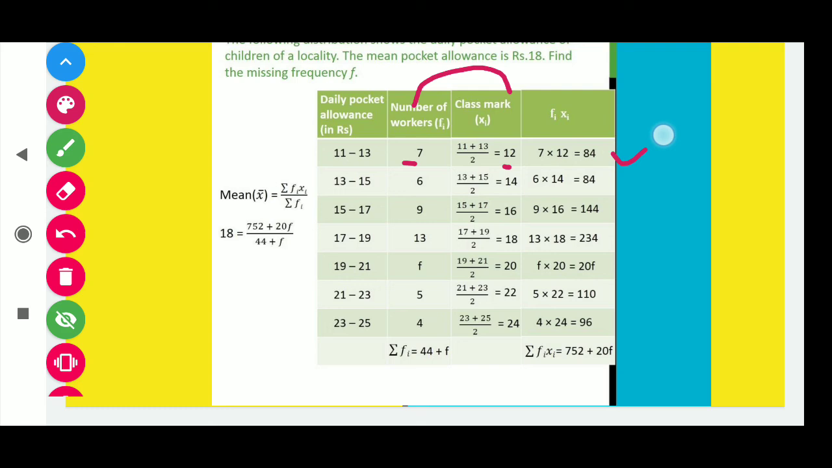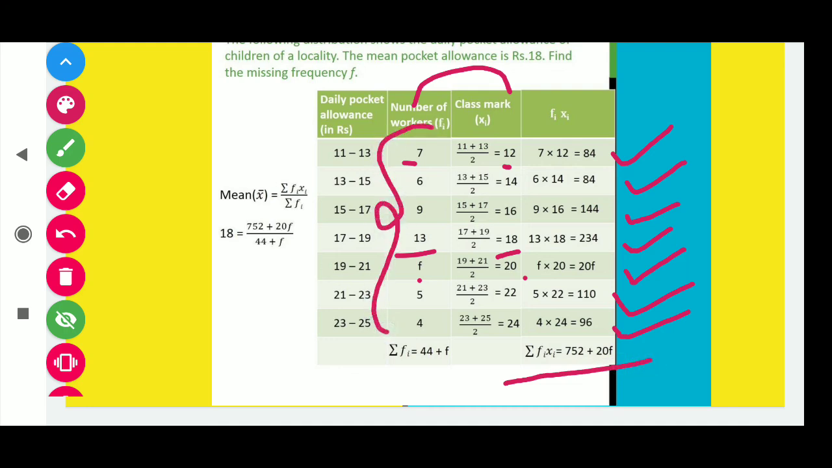7 into 12 we get 84, and here 6 into 14 we get 84 again. 9 into 16 we get 144. Similarly 13 into 18 we get 234. F into 20 we get 20F. 5 into 22 we get 110, and similarly 4 into 24 we get 96. On adding these numbers we get 752 plus 20F, and the value of sigma f is 44 plus F. You can see here 7 plus 6 plus 9 plus 13 plus 5 plus 4 we get 44 plus F.